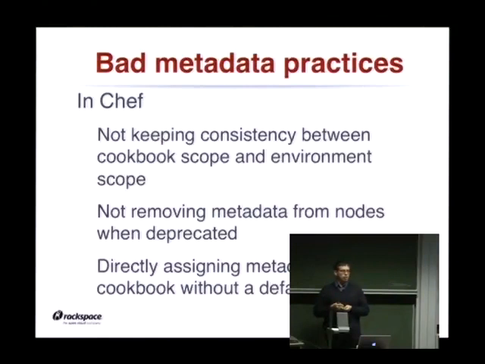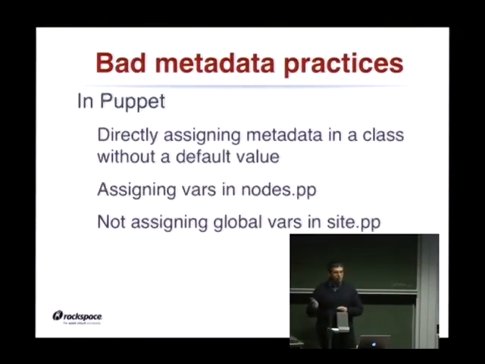And also the other thing that we've all done at some point is to assign metadata directly inside the cookbook. Just go $node.name_of_variable equals something, and then suddenly your node variables start changing, and you don't know where that comes from. That would be slight madness, but it's always the thing that we do when we're under pressure.